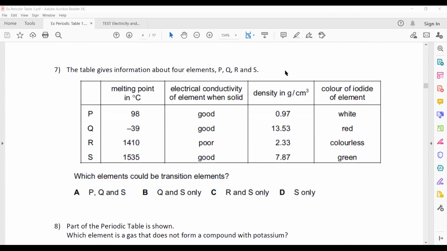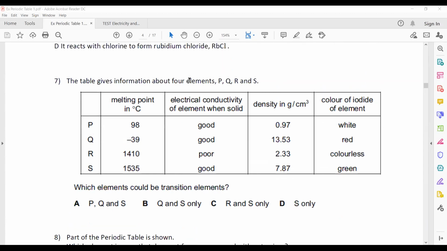In question number 7, the table gives information of 4 elements P, Q, R, and S. Which element could be a transition element? To be a transition element, it should have colored compounds, it should have high density, and it should conduct electricity as well. So melting point, these two are low melting points. So P and Q cannot be an answer. You're left with R and S.